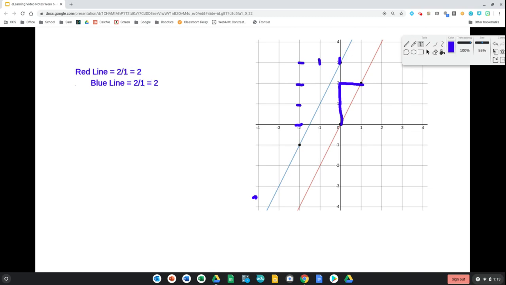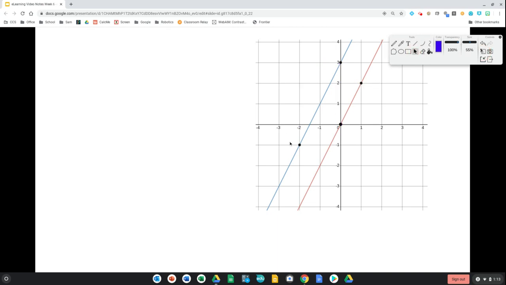So when we look at these two parallel lines, how are their slopes connected? Well, they're the same. That's going to be true any time we have parallel lines. Parallel lines have the same slope. So if we have two lines that are parallel, they have to have the same slope. Okay, let's look at the same idea, but this time with another set of lines.